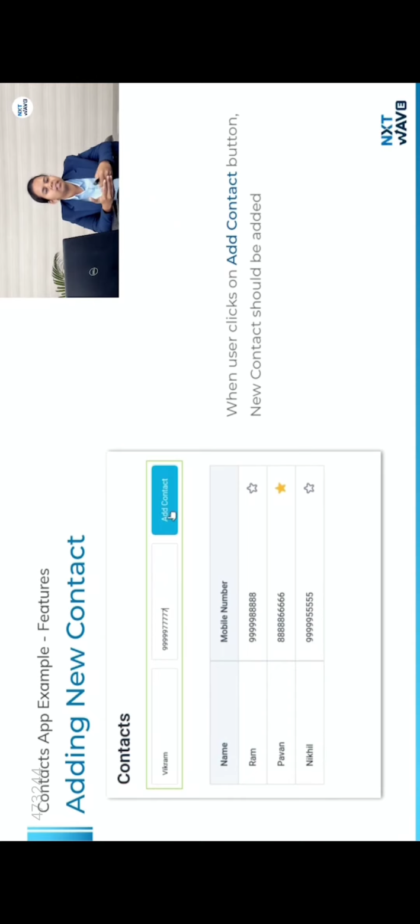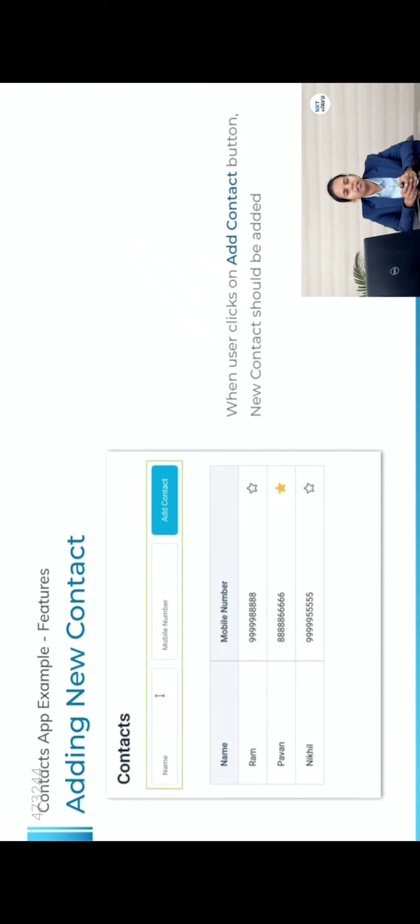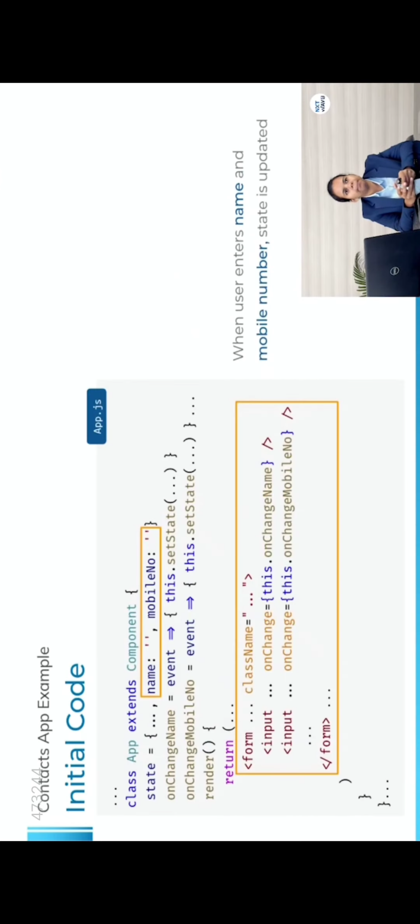Let's understand what the different steps involved in doing this are. Here, the name and the mobile number are being maintained in the state. In case of any change, the state is being updated. You can see the on change event will be triggered. Then the on change name and on change mobile number handlers respectively will be called, and there we are updating the state. So whenever the user enters a name and mobile number, they are appropriately maintained in the state.